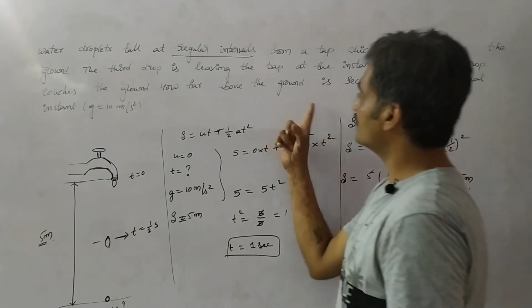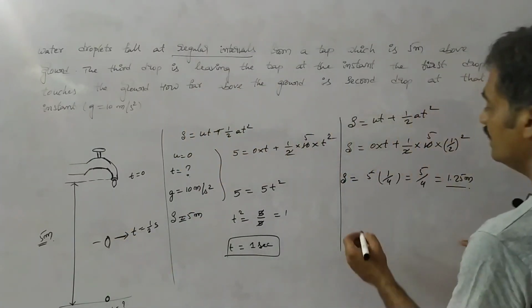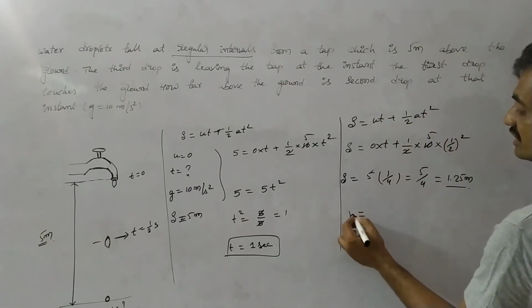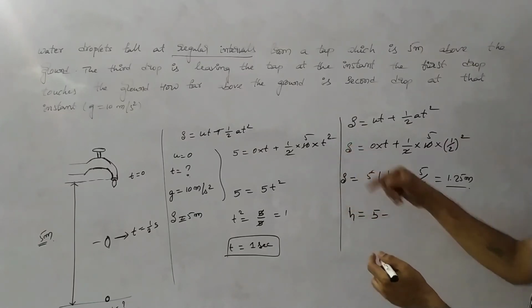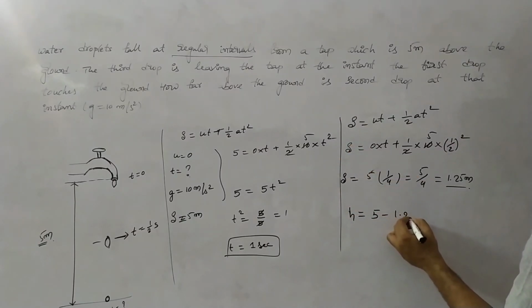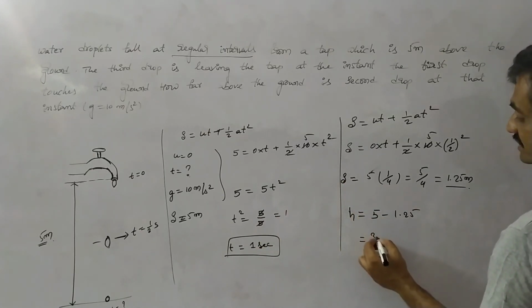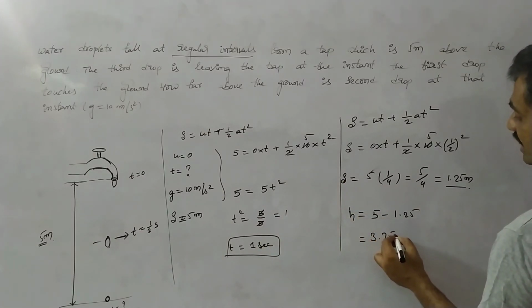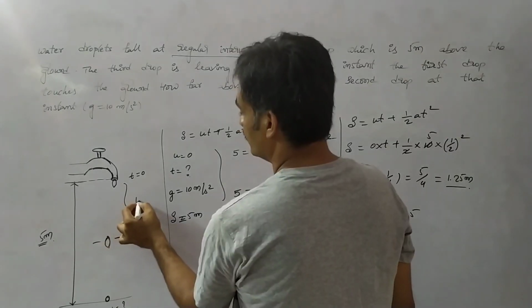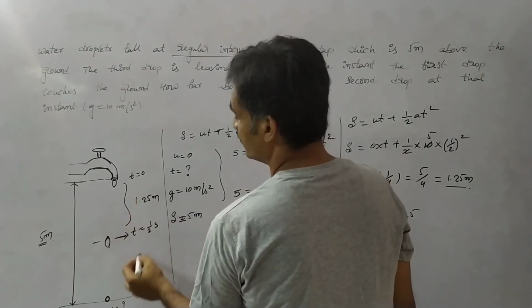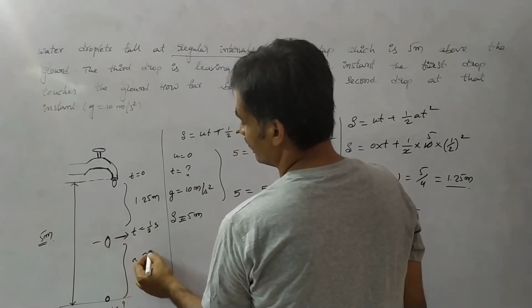But here we are asked to find the height of the second drop from the ground. Then the height is given as h equals total height minus the distance of the drop from the tap, 1.25. Then the height of the water droplet from the ground is 3.75 meters. Here we have 1.25 meters, and this height is 3.75 meters.